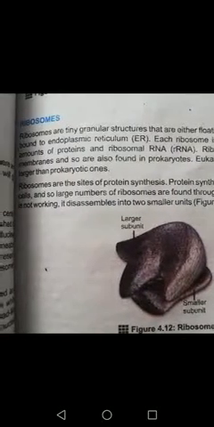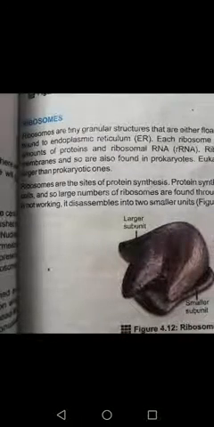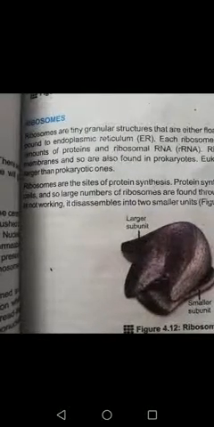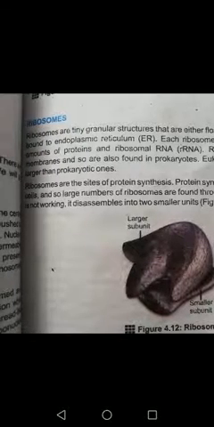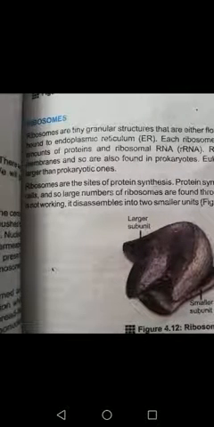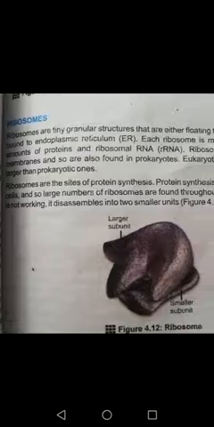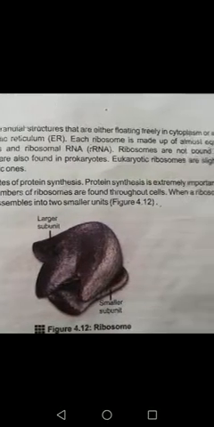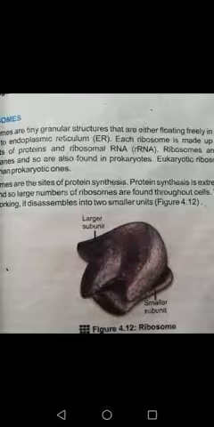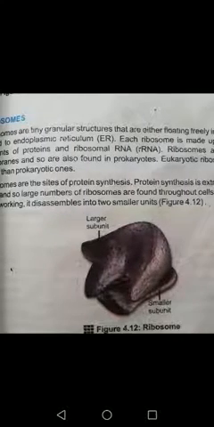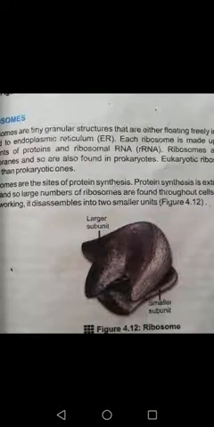And next is its function. What is the function of ribosome? They are the site of protein synthesis. Protein synthesis takes place in ribosomes. Protein synthesis is very important to the cell. That's why they are very important organelles, and they are present in both prokaryotic and eukaryotic cells.